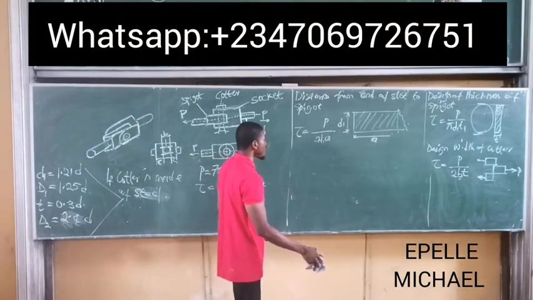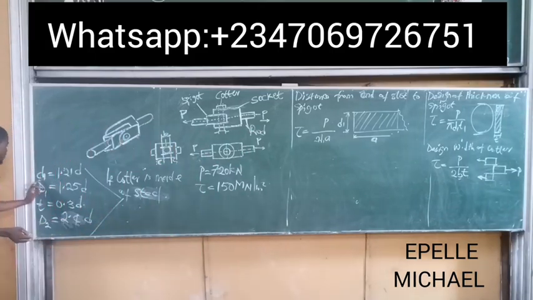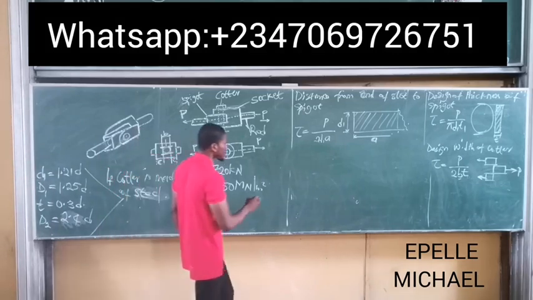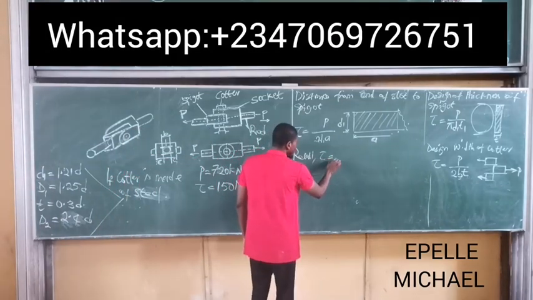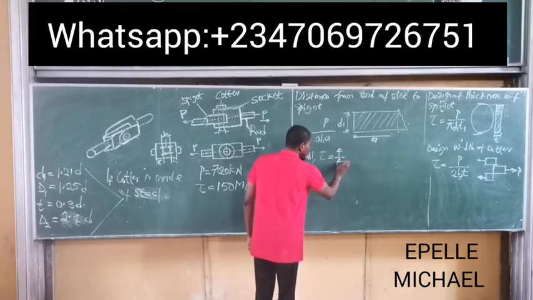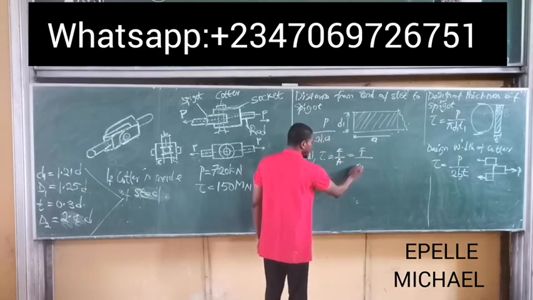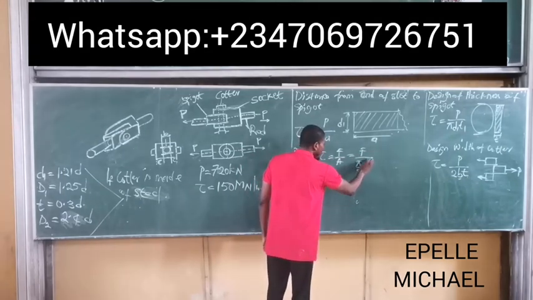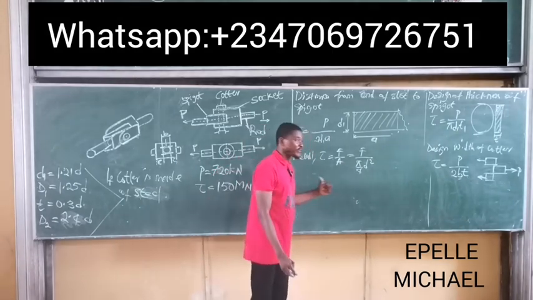Now, first of all, we need to find the value of this D. We've said that D1 is actually 1.21D, and if you notice, all of them are related to this D. What then is this D? Recall that shear stress is force over area, and the area is simply given as pi over 4 diameter squared. So from here we can find the value of that D.